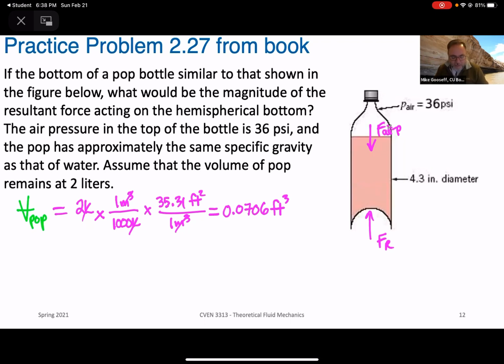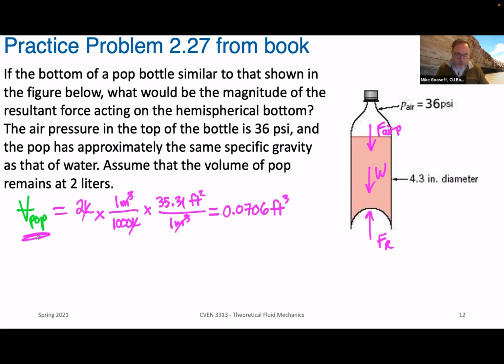And then secondly, we have the weight acting downwards as well. That's why we calculated the volume of the pop, because we're going to need to multiply that by its specific weight to get the weight force acting downwards. Of course, the sum of the forces, in this case in the z direction, is going to be equal to 0. So we have F_R acting upwards minus W minus F air pressure.